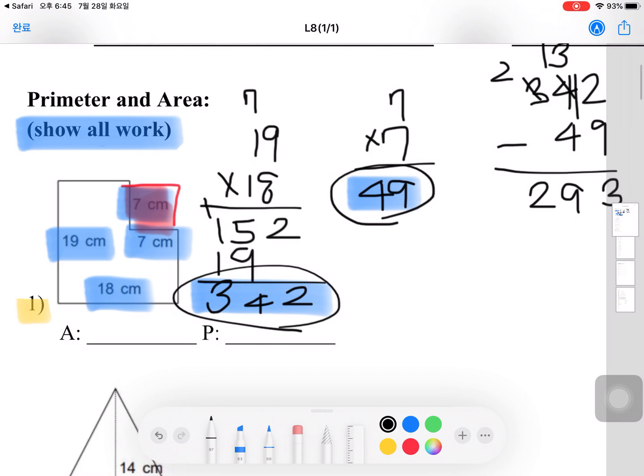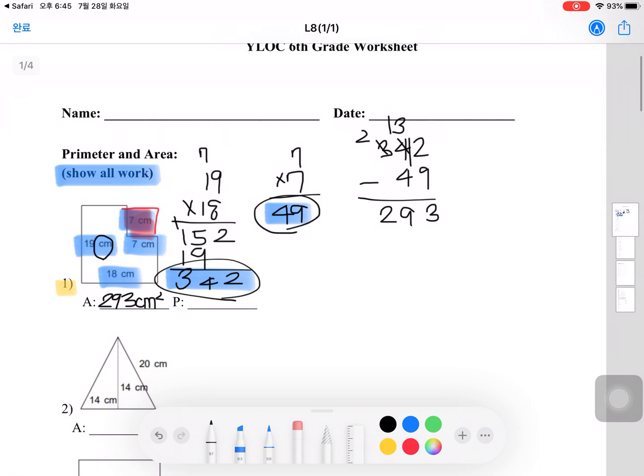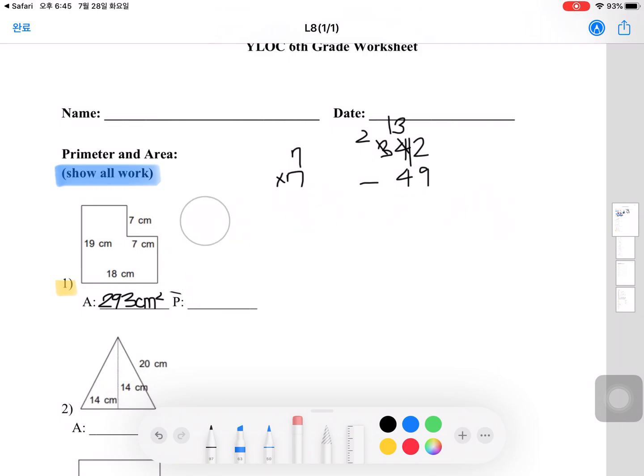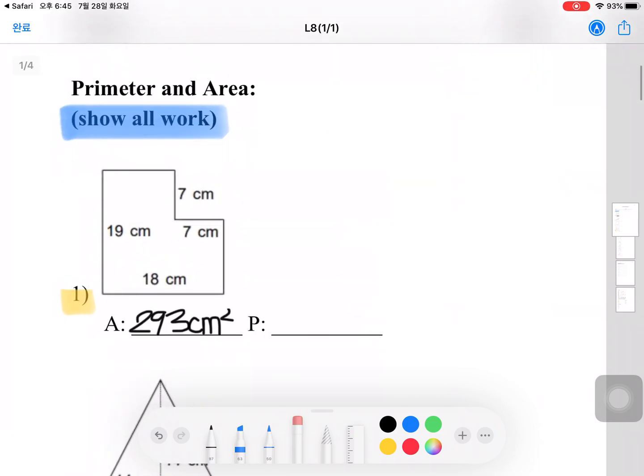Now we can write 293 on this line, but because units are given, we want to write centimeters squared. So now let's find the perimeter. The perimeter is a lot easier than the area because we don't have to multiply anything. To find perimeter, we simply just need to add all the sides together.